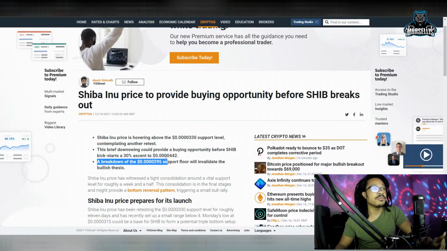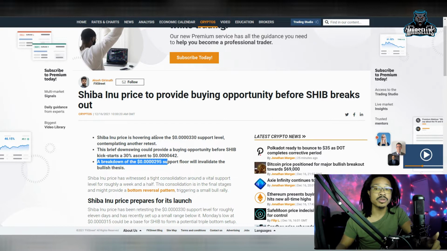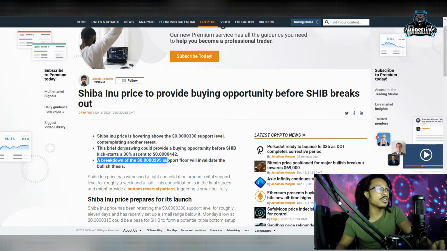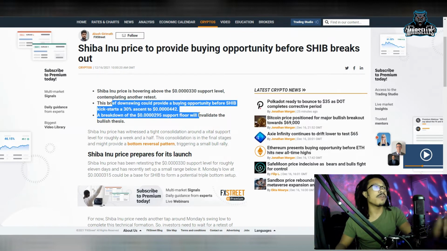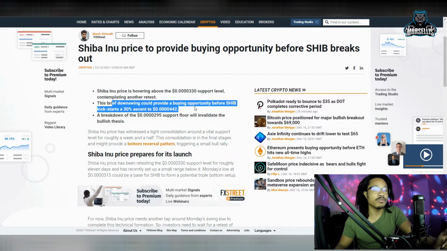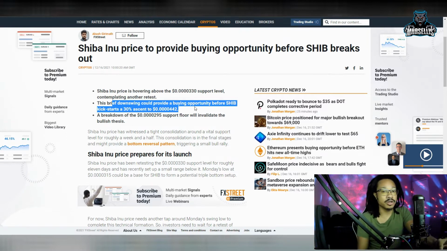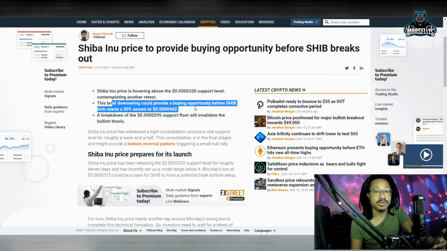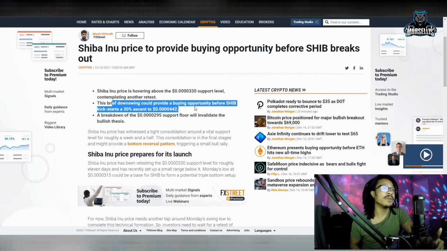So let's go over it. Shiba Inu price is hovering above the 0.000033 support level, contemplating another retest. So this brief downswing could provide a buying opportunity before Shiba kickstarts an ascent all the way up to 0.000442. Now, a breakdown of the 0.0000295 support floor will invalidate the bullish thesis.